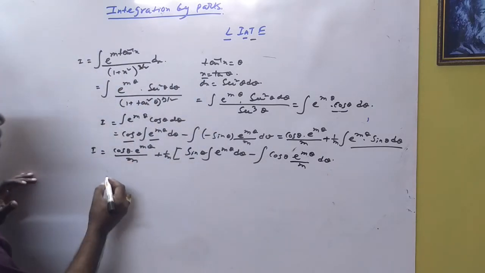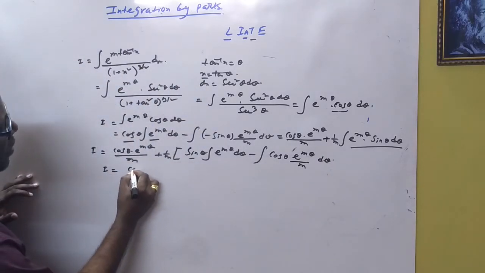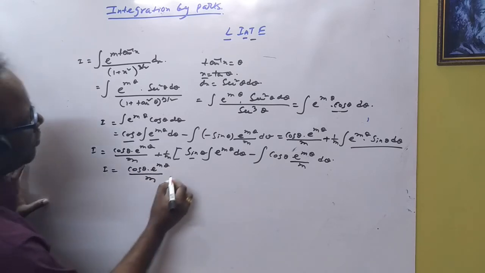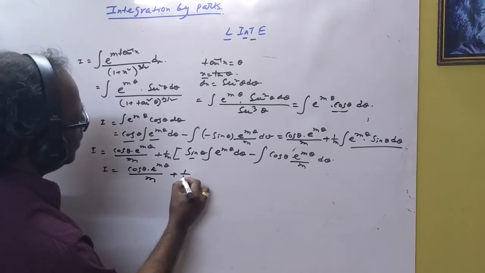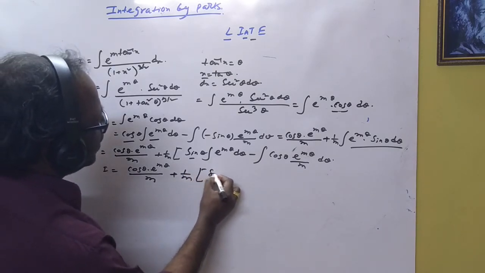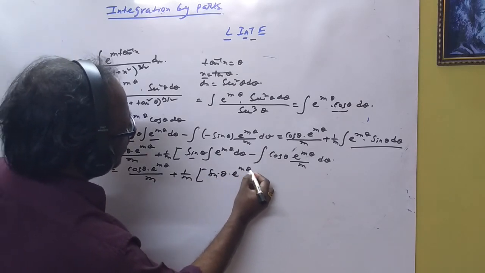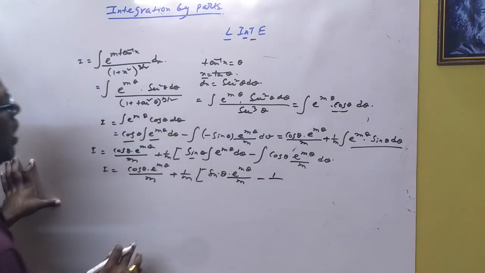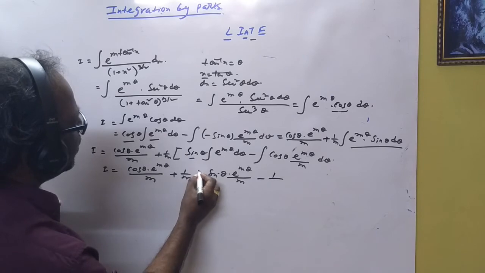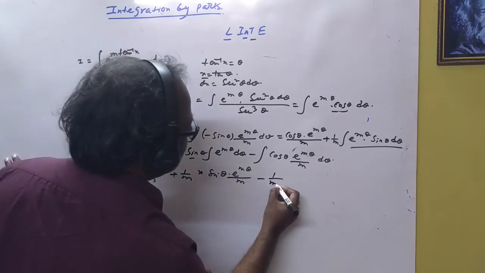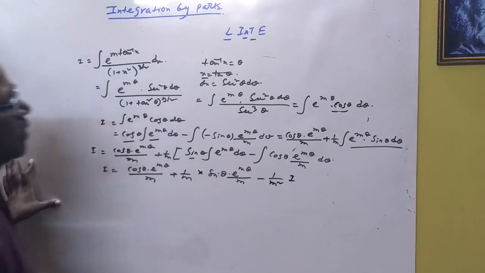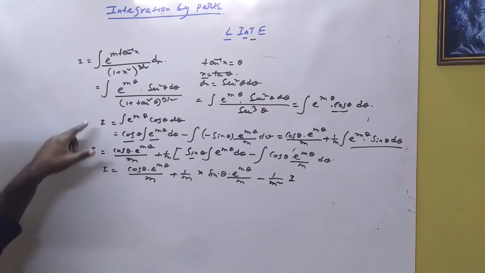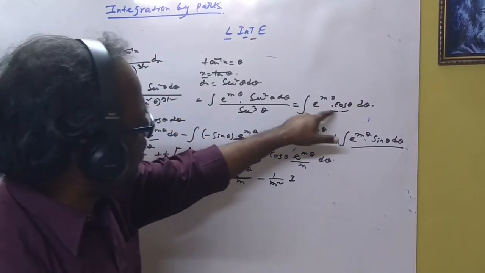So I is equal to cos theta e to the power m theta by m, that is multiplied by 1 by m here. So that is sin theta e to the power m theta by m here, minus that is multiplied by 1 by m square, and this is I, the integral of e to the power m theta cos theta d theta. See there, I is equal to e to the power m theta cos theta d theta.